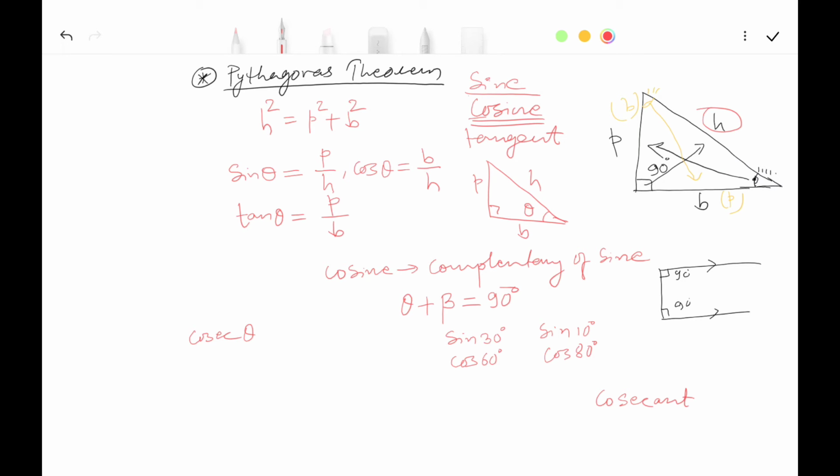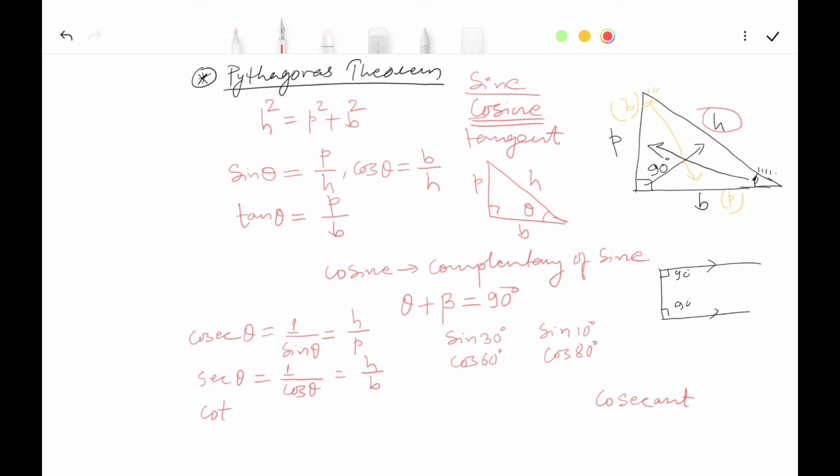Now this cosec theta is defined as the reciprocal of sine theta and it will be h by p. Similarly, secant theta is the reciprocal of cosine theta and that will be equal to h by b.